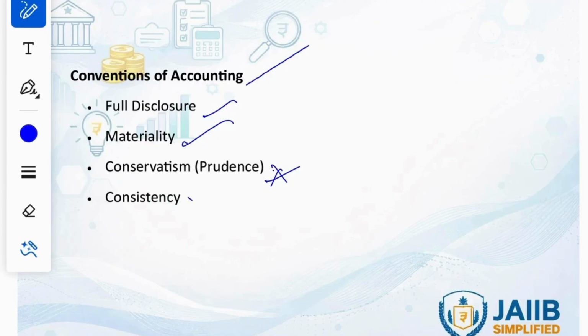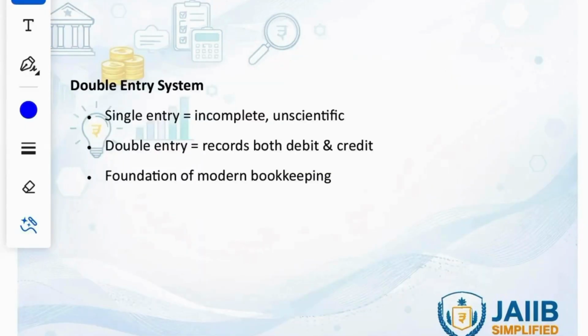And the final one is consistency. This consistency ensures us comparability. If we make balance sheets every year consistently, then we can compare the previous year balance sheet with this year, and we can compare it to other companies also. But conservatism is a very important topic from the banking exam point of view.